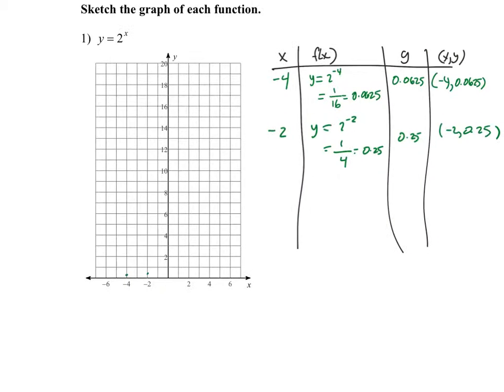Now I'm going to substitute 0. So 2 to the 0, again, that's a property, is 1. So I have the point (0, 1). So (0, 1) is this point here. Now I'm going to substitute 1. So 2 to the 1 equals 2.